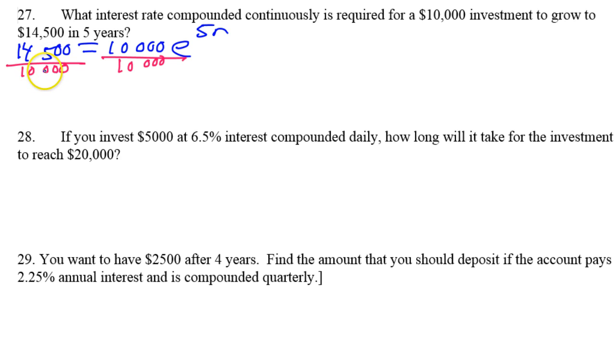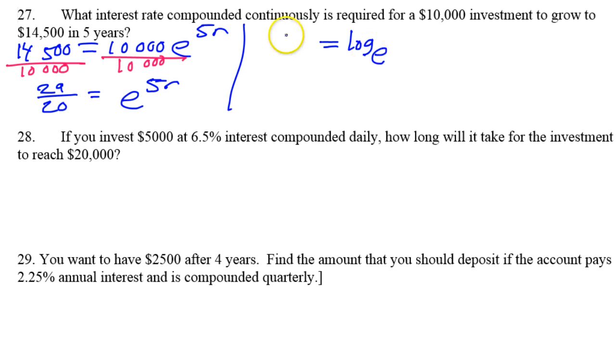What do we get when we divide it by 10,000 here? 29 over 20 is equal to e to the 5r power. So that's when we have to switch it over to the other form, log form. So this would be log base e. The 5r goes to the left, the fraction goes to the right.